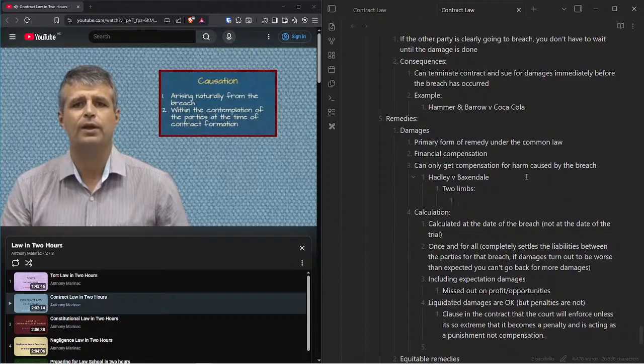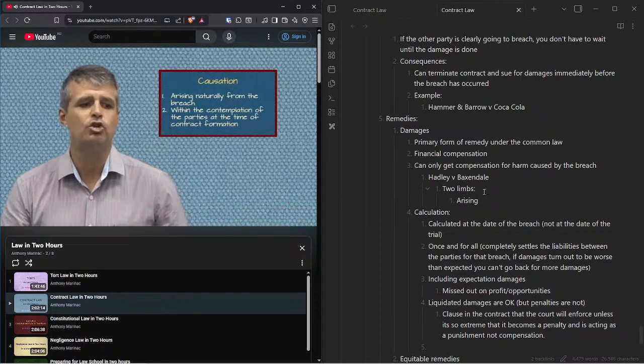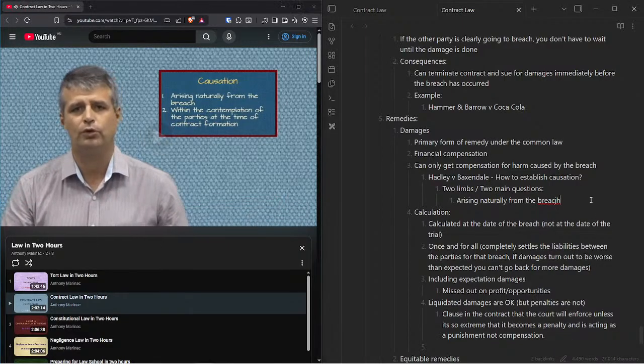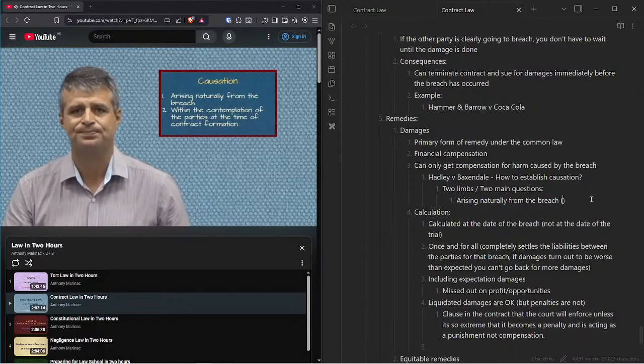First, it asks whether the harm arose naturally from the breach. Arising naturally from the breach. Causation. How to establish causation. From the breach. Normal course of things. In other words, if it's self-evidently obvious that the harm arose from a breach, then causation is proven.